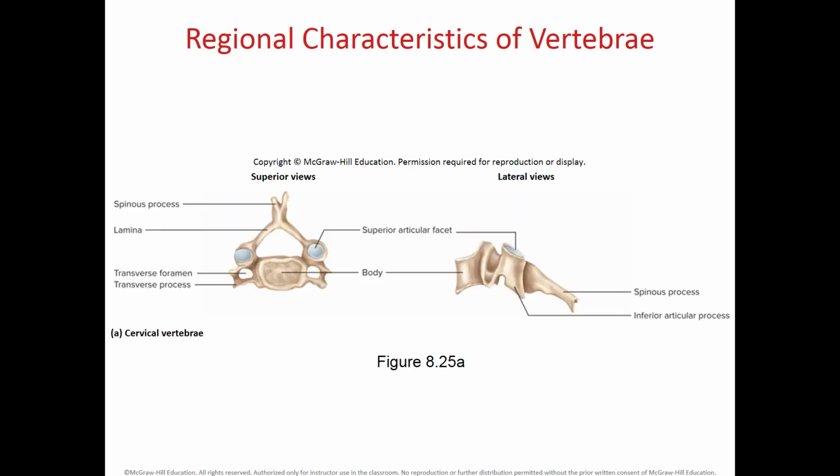So this is how the cervical vertebrae look like: small body, triangular vertebral foramen, split spinous process, and short transverse process with a hole that is called the transverse foramen. This is the lateral view. So you have here the inferior articular process, superior articular process. And then this will be the spinous process, the body.